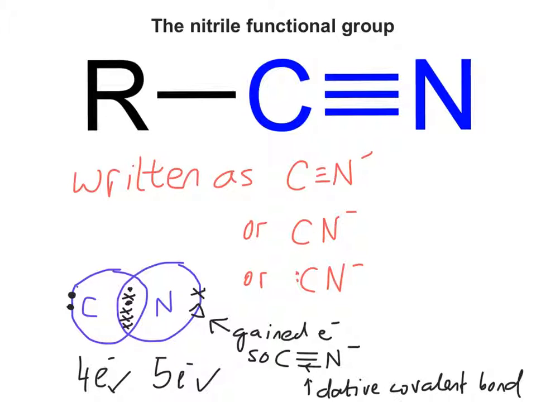So that's how you can justify how the carbon is the atom within the cyanide ion that actually bonds to other things, and in doing so the cyanide ion becomes a nitrile. The resulting compound is called a nitrile.